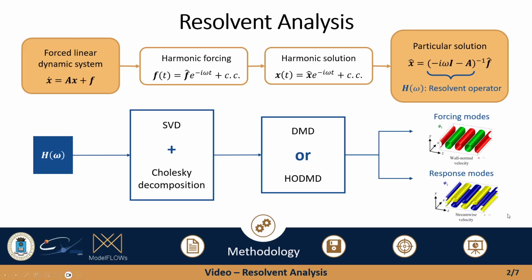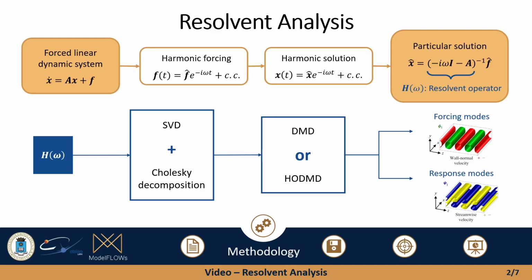So the algorithm that we're going to use is the Resolvent analysis, as I said before. This Resolvent analysis is based on a forced linear dynamic system, where if we introduce a harmonic forcing, we're going to obtain a harmonic solution. One of these particular solutions is the one that you can see here on the right part of the slide, where the parenthesis we're going to call the resolvent operator. This operator is going to be used to obtain the forcing and response modes that are the ones interesting to analyze the sensitivity of our system.